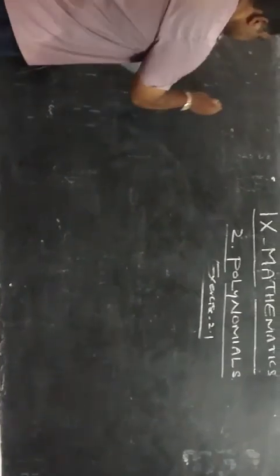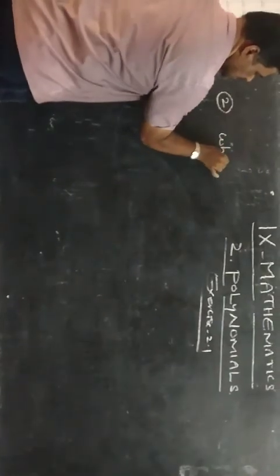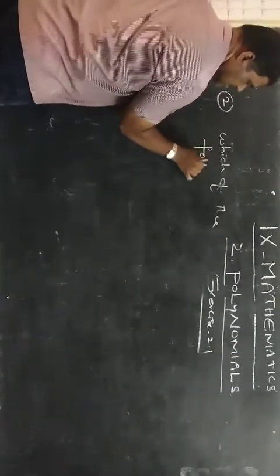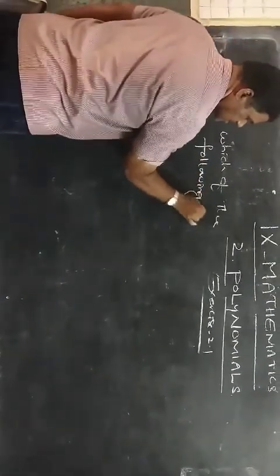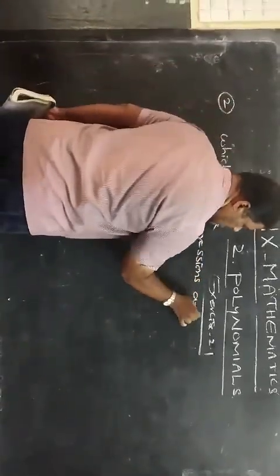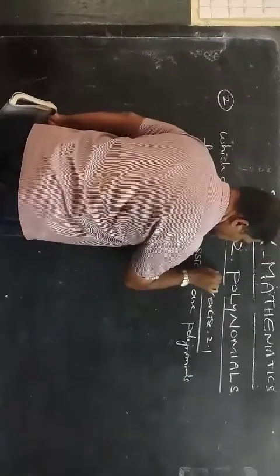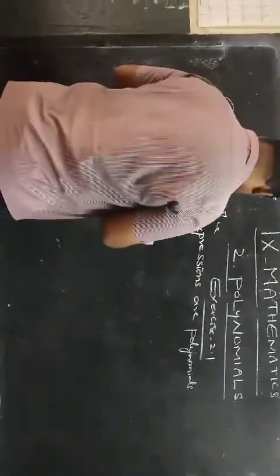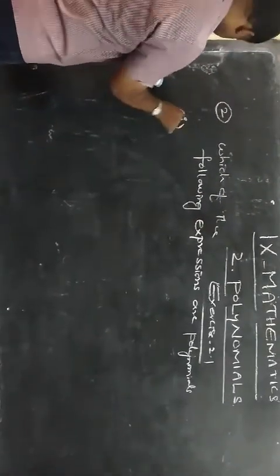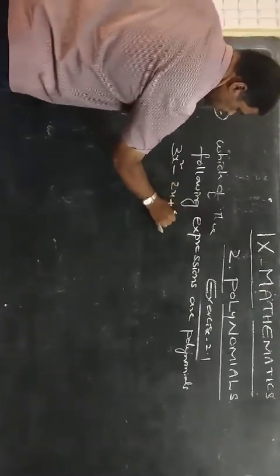Right, second question. Which of the following expressions are polynomials? Right, first one, 3x square minus 2x plus 5.